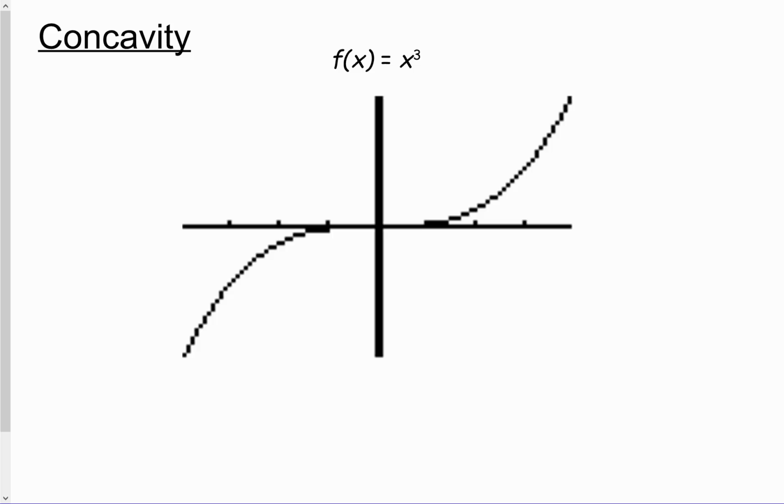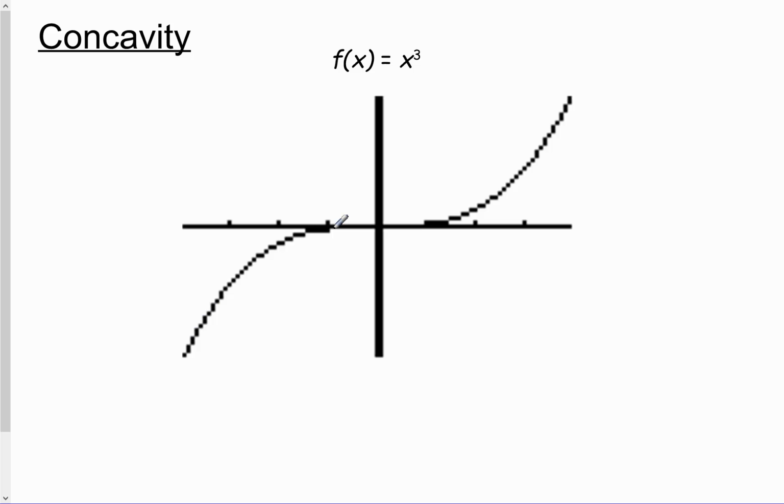Now we're going to go ahead and discuss concavity. Concavity is talking about how a function curves as it's increasing or decreasing. What's really important to remember here is that instead of looking at a function increasing and decreasing, we're looking at its derivative.